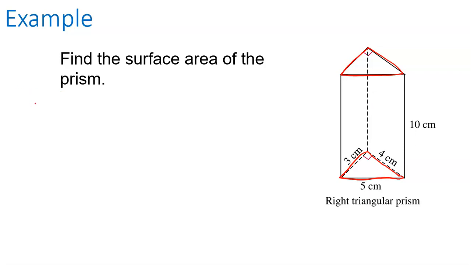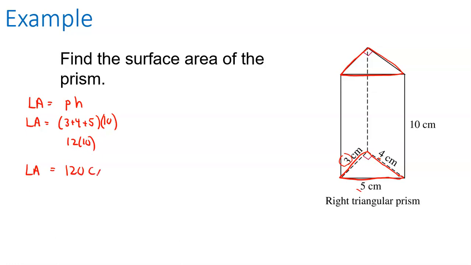So let's find both lateral area and total surface area. So lateral area is perimeter of the base times the height. Well, the perimeter of the base is found by adding the 3 sides, 3 and 4 and 5. So the lateral area is the perimeter of the base, 3 plus 4 plus 5, times the height of the whole prism, which is 10. So 3 plus 4 is 7, plus 5 is 12. So I get 12 times 10. Lateral area is 120 square centimeters.